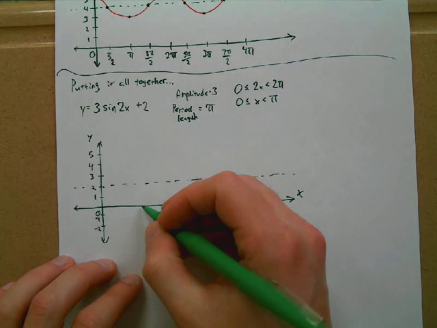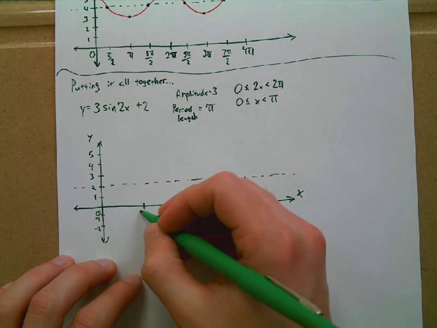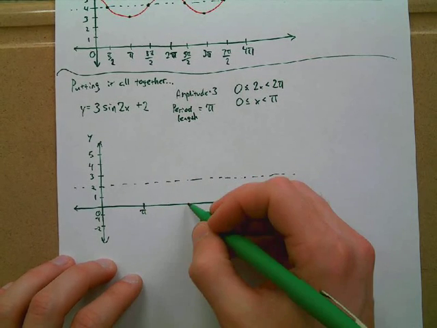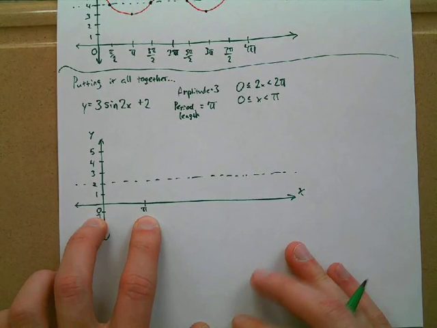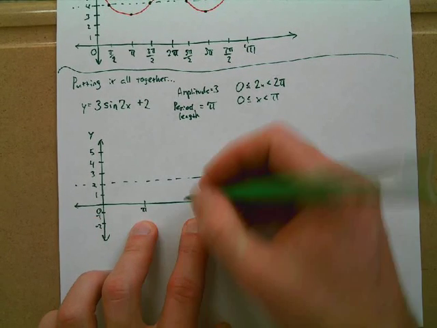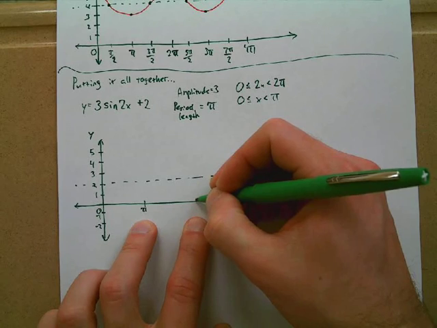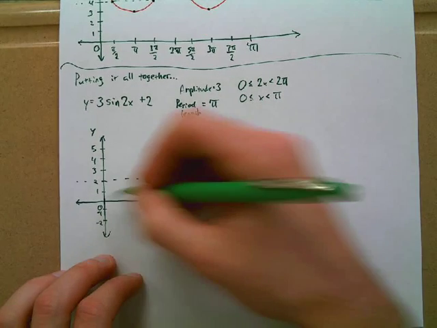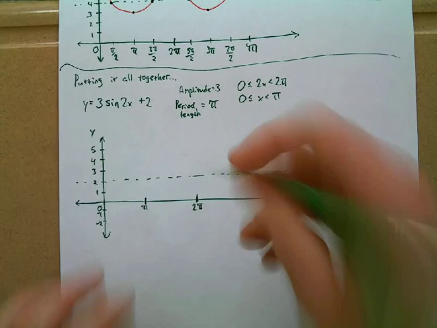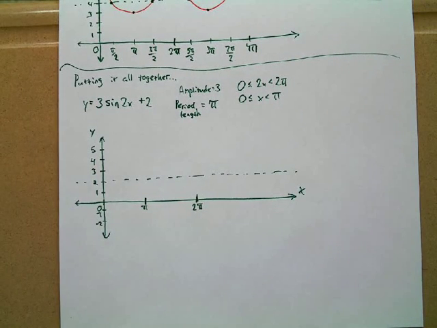So again, once you've got that set up, now you can find the halfway point, pi over 2, and then the halfway of the halfway, the quarter points, pi over 4 and 3 pi over 4. And then halfway between pi and 2 pi is 3 pi over 2. And then the halfway of the halfways will be the 5 pi over 4 and the 7 pi over 4.